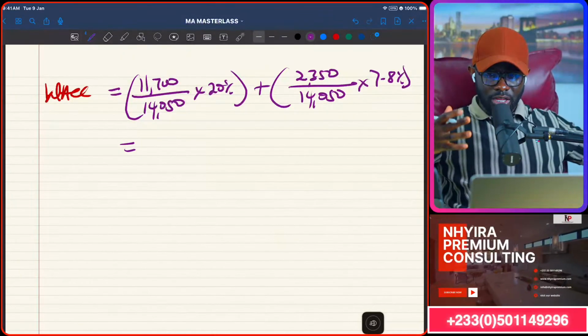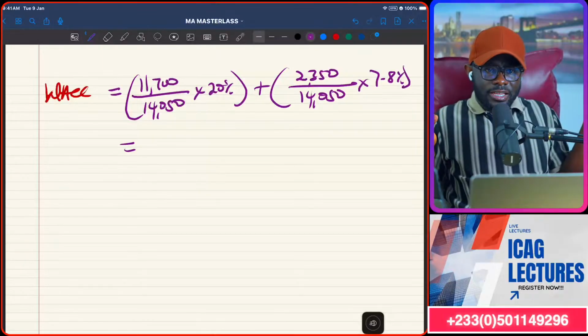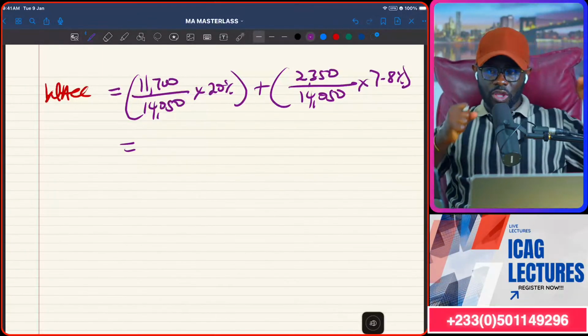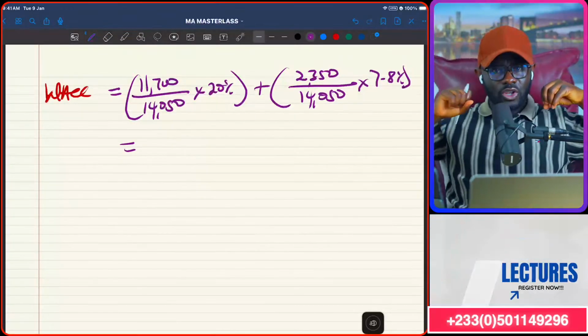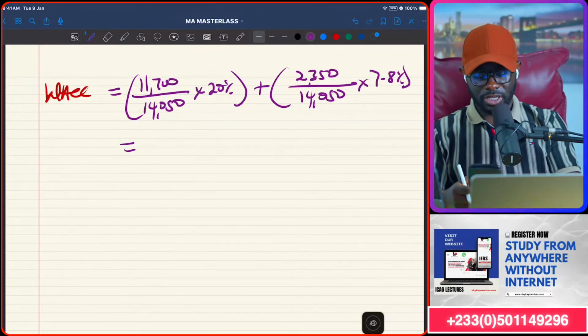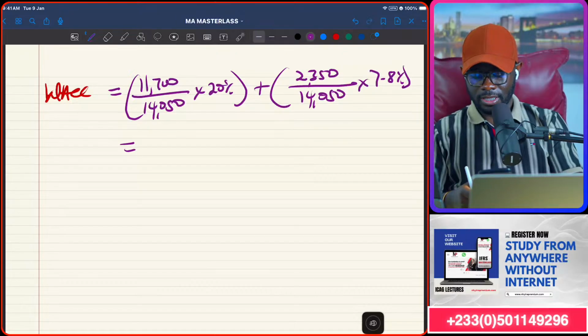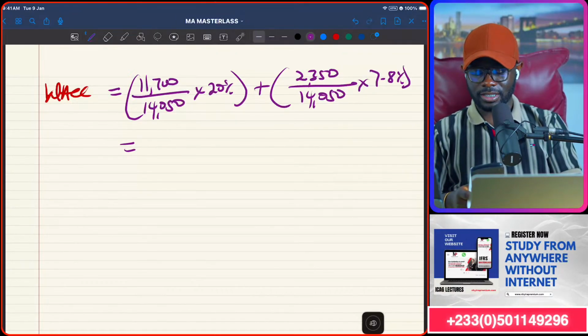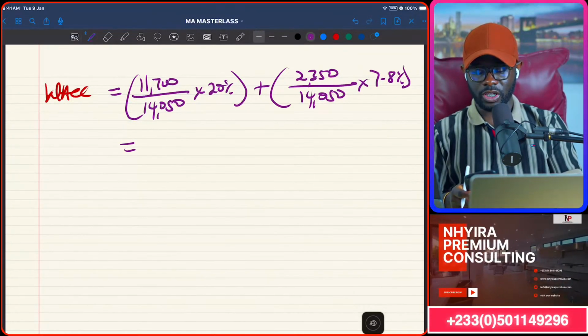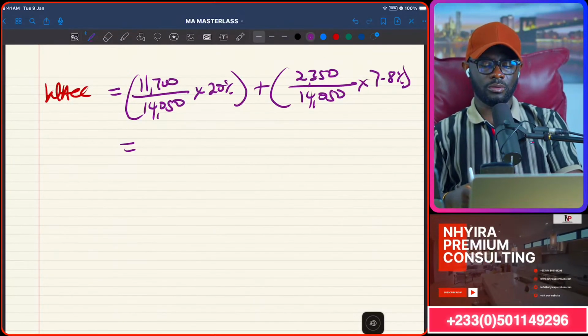Again, the reason we are calculating the weighted average cost of capital is because the entity is financed both with equity and debt. So you cannot use just cost of equity. You cannot just use cost of debt, but the combined, and that is the weighted average cost of capital. So let's punch that out. If you have a good calculator, you punch all in one. 11,700 over 14,050, multiply by 0.2, close the bracket, plus another bracket open, fraction, 2350 divided by 14,050 times 0.078, bracket close, boom.